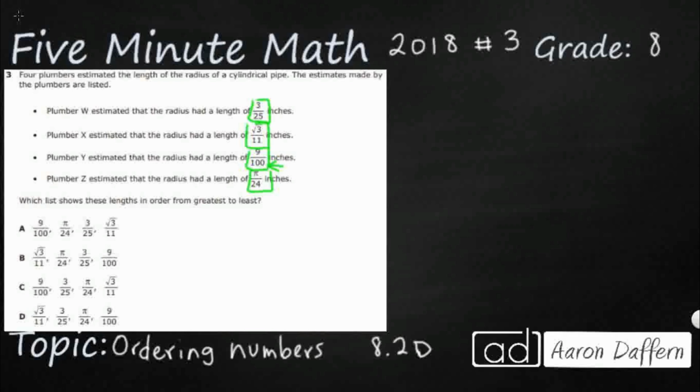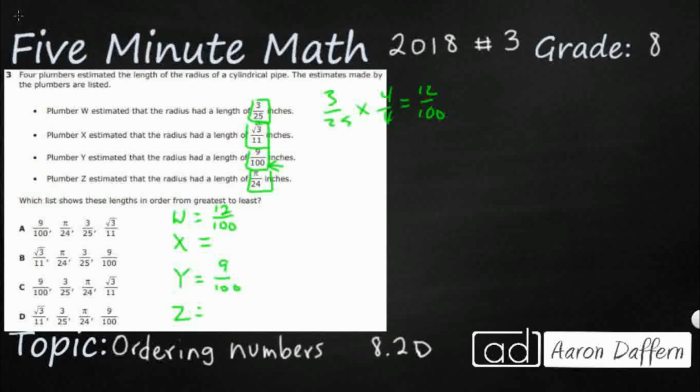Right? So y is going to be, they already gave us 9 over 100. Z, x, and w. Let's work on those. W is going to be pretty easy. Right, let's just make an equivalent fraction. 3 over 25. Let's get it into 100. That's 12 over 100. So let's see what we can do with this.